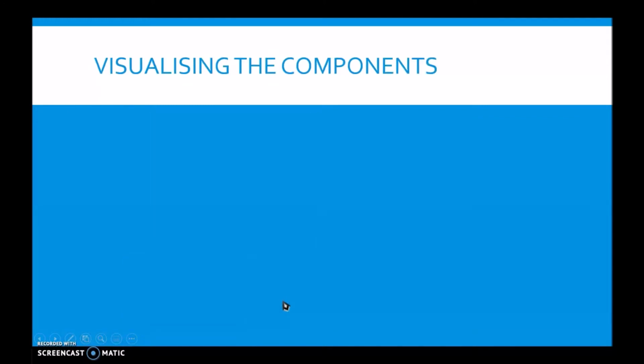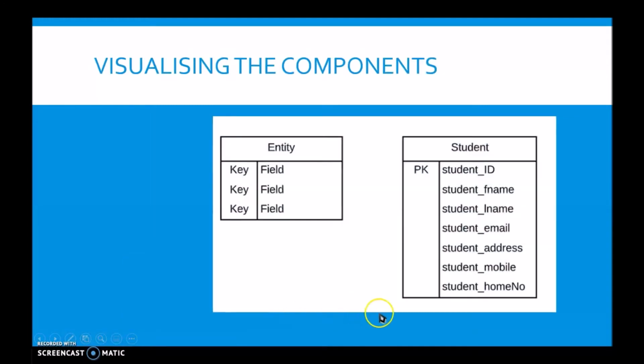Okay, so let's see what the different components are. As I've gone through them really quickly, this would better show you what the different components are. So this is an entity. The entity name is represented at the top. This is a student entity, which is a person. We've got the primary key of that table, which is the student ID.